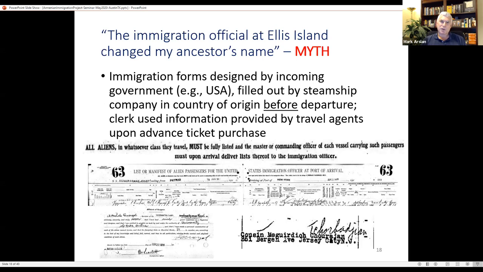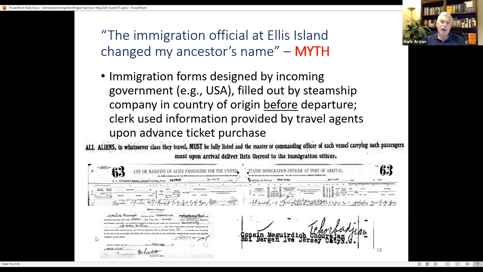There was this very persistent myth that the immigration official at Ellis Island changed my ancestor's name, and that is a myth. The immigration officials didn't even fill out these forms. The forms were filled out by the steamship company based on the purchases of tickets, usually several weeks in advance before they actually sailed. And then when this steamship arrived at the U.S. port, let's say Ellis Island, the commanding officer of the vessel, probably more likely one of his subordinates, would carry this document that lists all the passengers and then present it to the immigration officer.